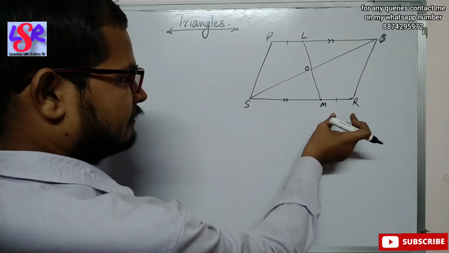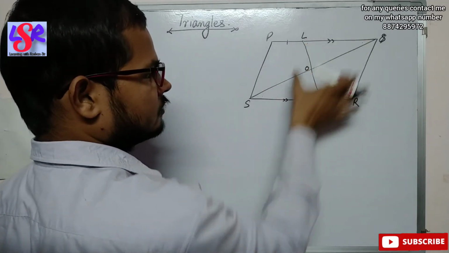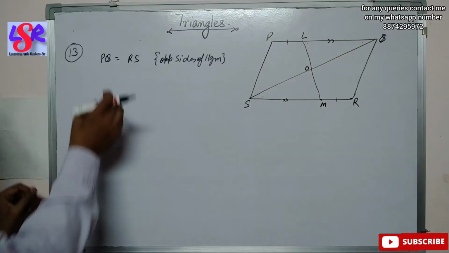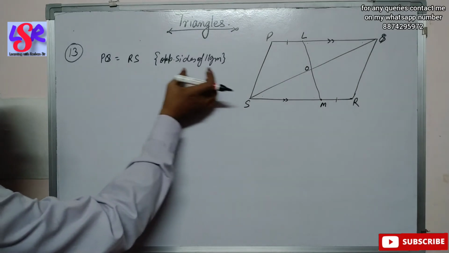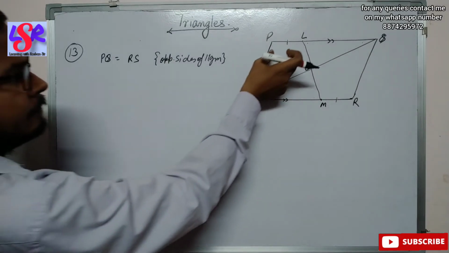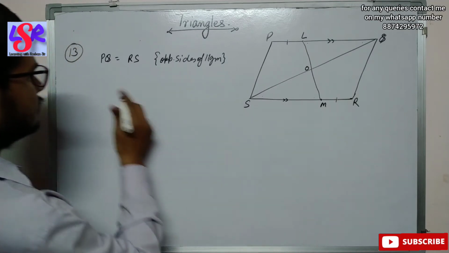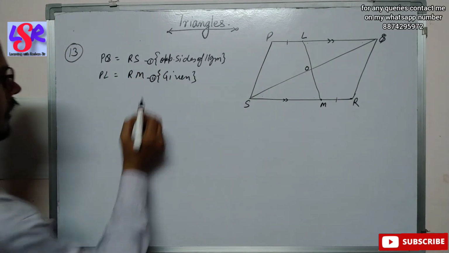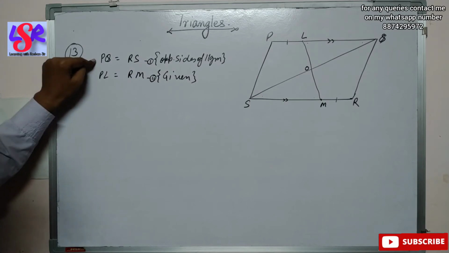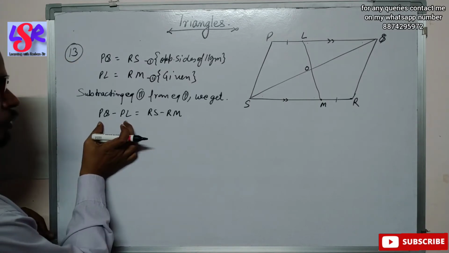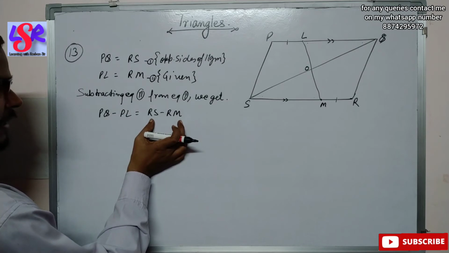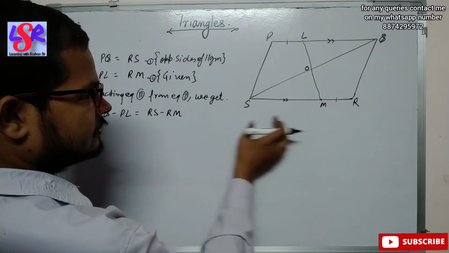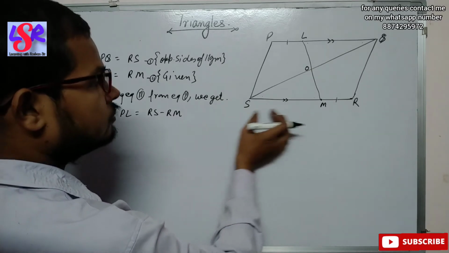And after subtracting this equal portion from the equal sides, we will be getting this LQ equals to MS. Here we get PQ equals to RS as opposite sides of parallelogram and PL equals to RM given to us. Let this one be equation number 1 and this one be equation number 2. And on subtracting equation number 2 from equation number 1, we get PQ minus PL equals to RS minus RM. And this PQ minus PL will be equals to LQ and RS minus RM will be equals to MS.